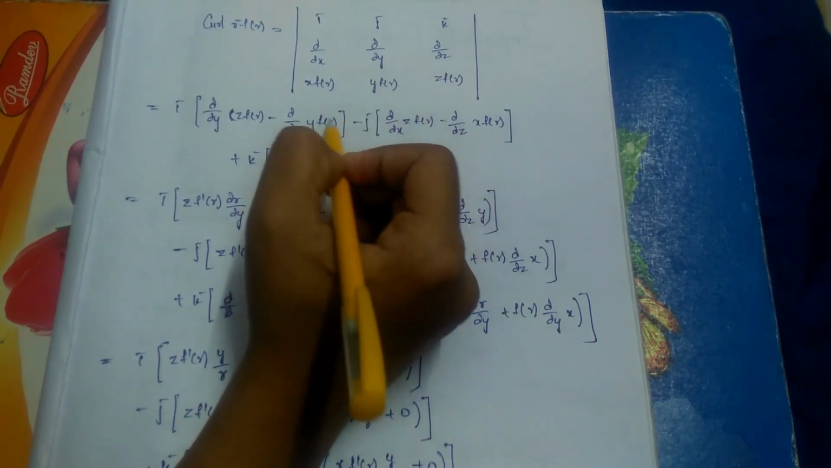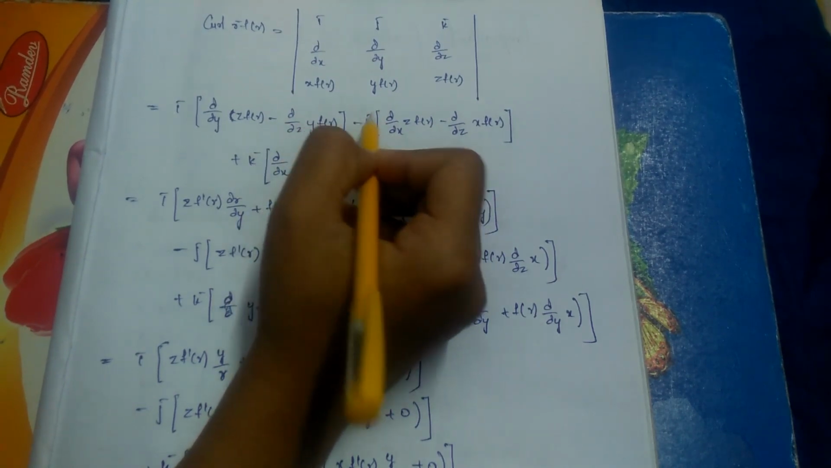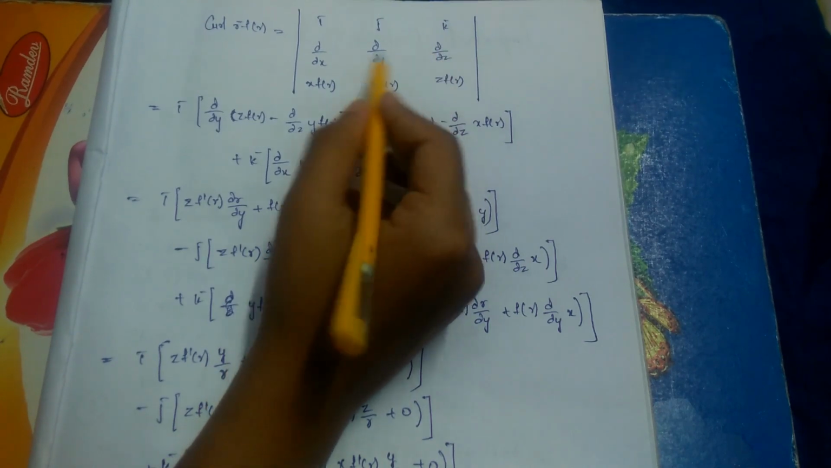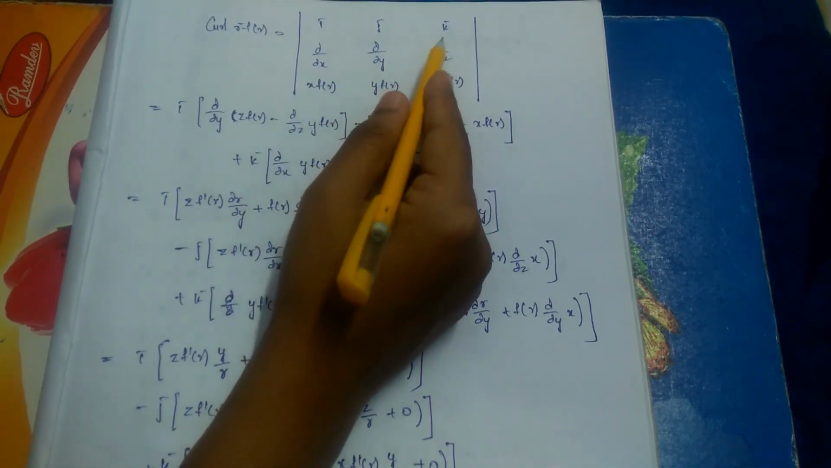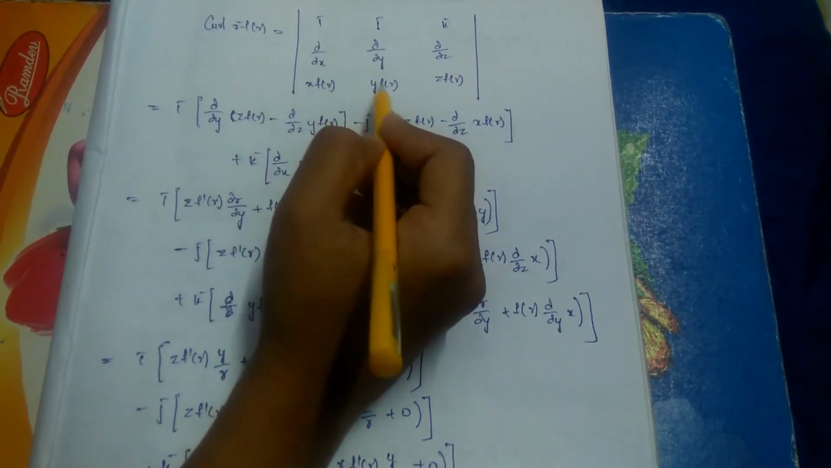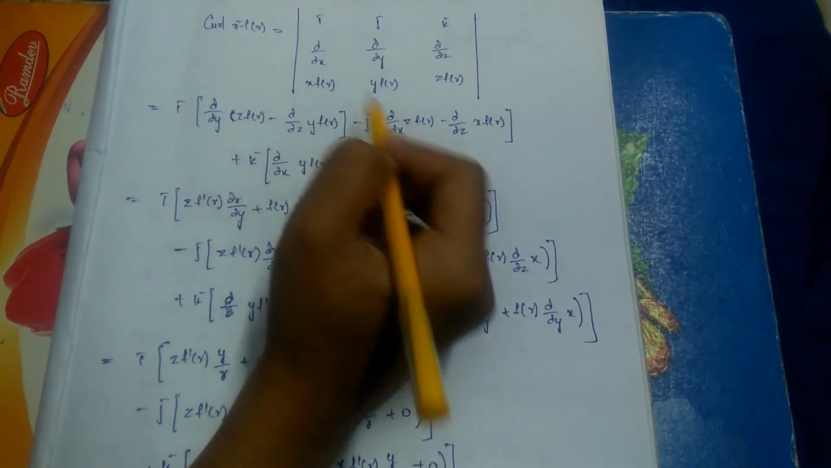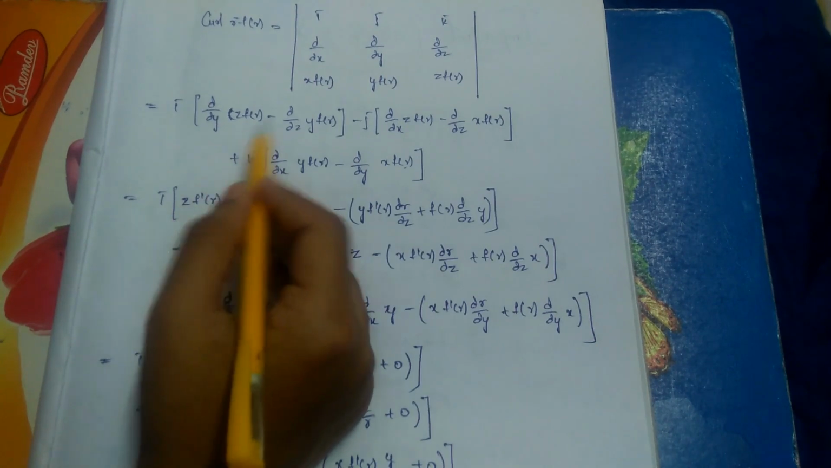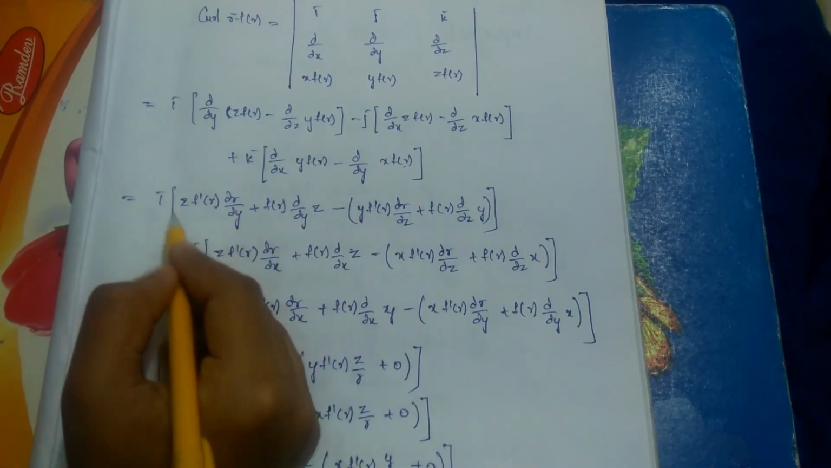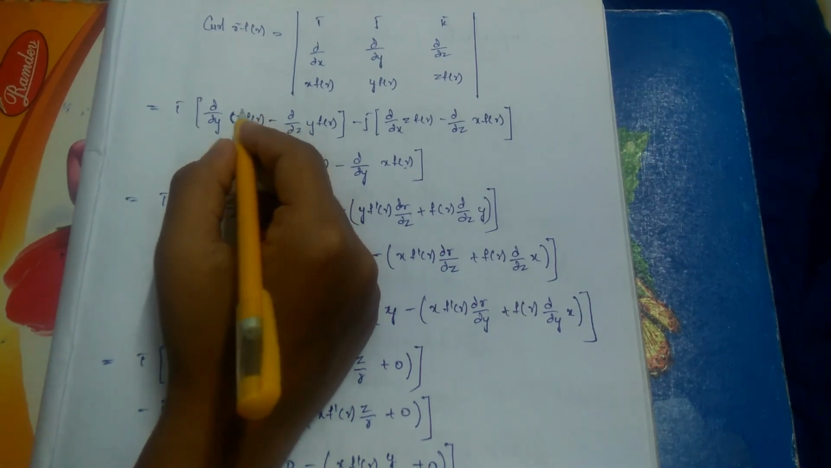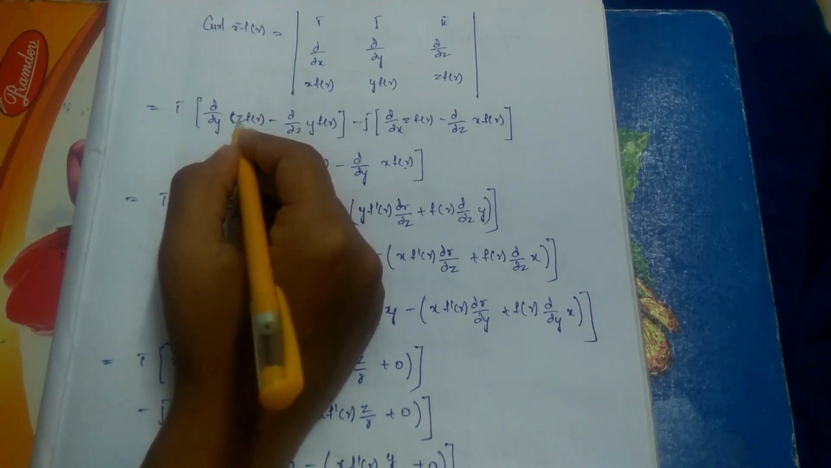minus dou by dou z of y into f of r, minus j bar of dou by dou x of z into f of r minus dou by dou z of x into f of r, plus k bar of dou by dou x of y into f of r minus dou by dou y of x into f of r. So now we have to differentiate this. So i bar of, here also the same differentiation as we did in the previous problem.